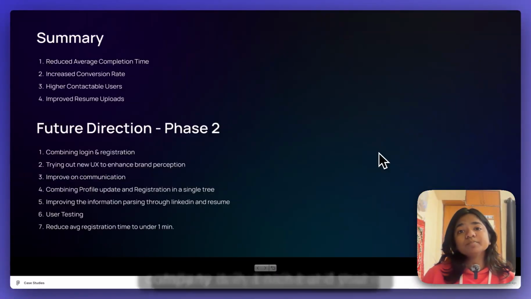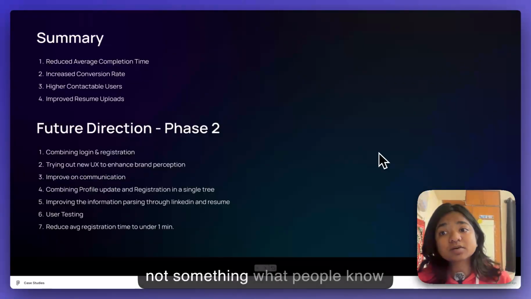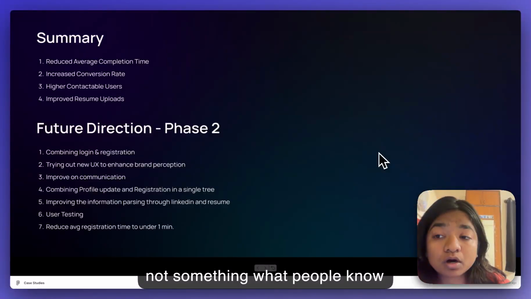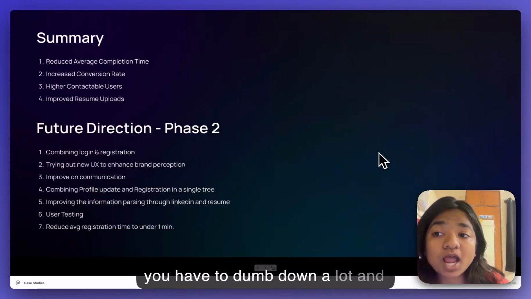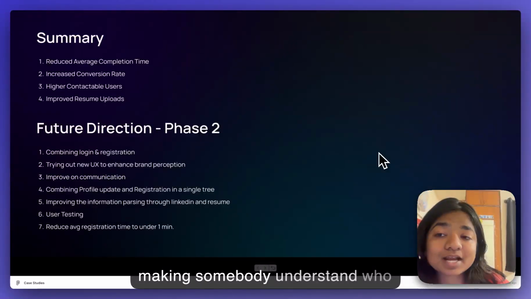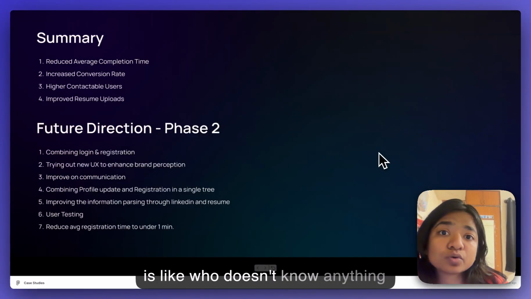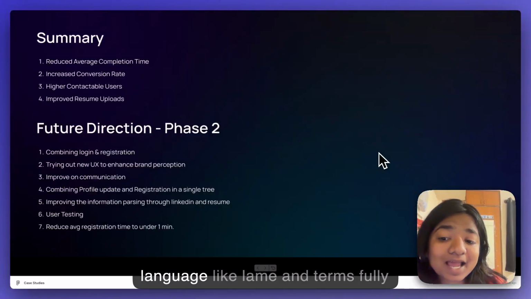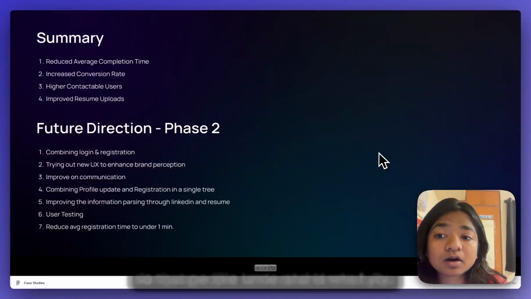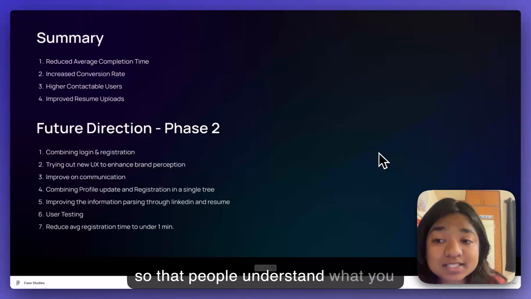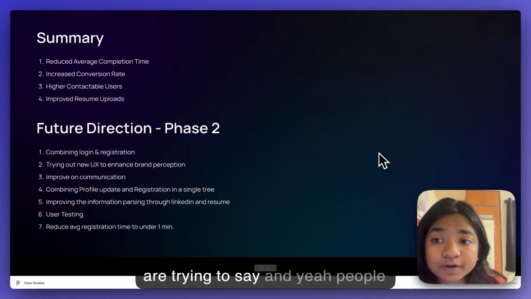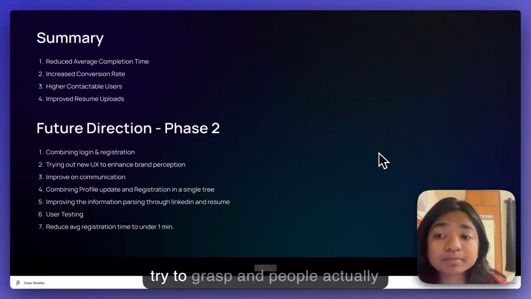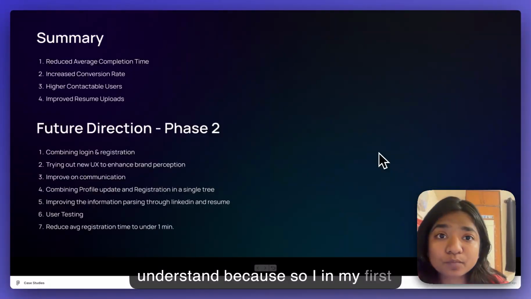But if your company is in a niche and that is not something people know, you have to dumb down a lot, and speak in a manner like you are making somebody understand who doesn't know anything, in very plain simple language, fully layman terms, so that people understand what you're trying to say. And people try to grasp, and people actually understand.